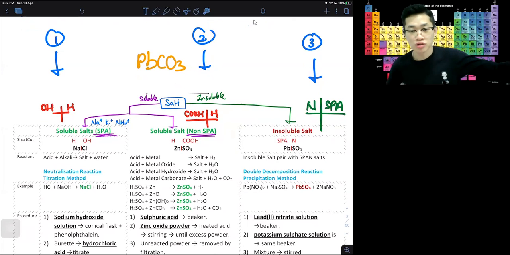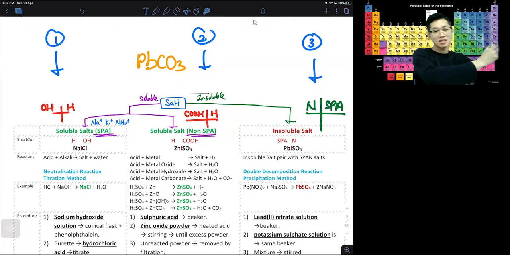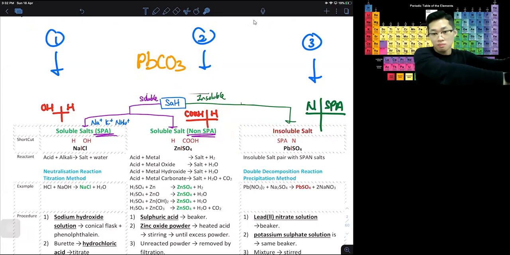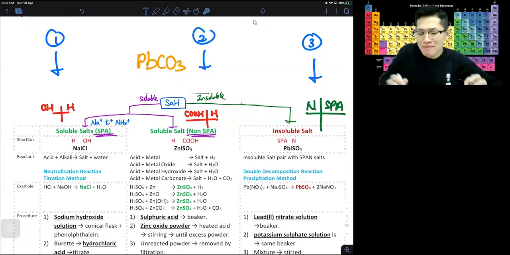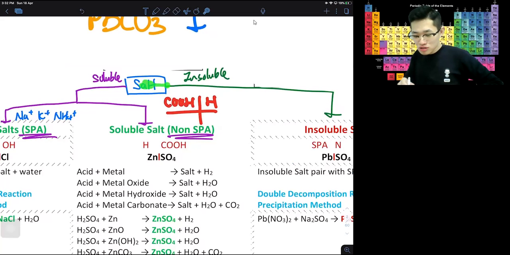Good one, yes, very good. 1, 2, or 3? Very good. So is PbCO3 soluble? Yes or no? PbCO3 is insoluble, right? Since it's insoluble, you go this way, 3.